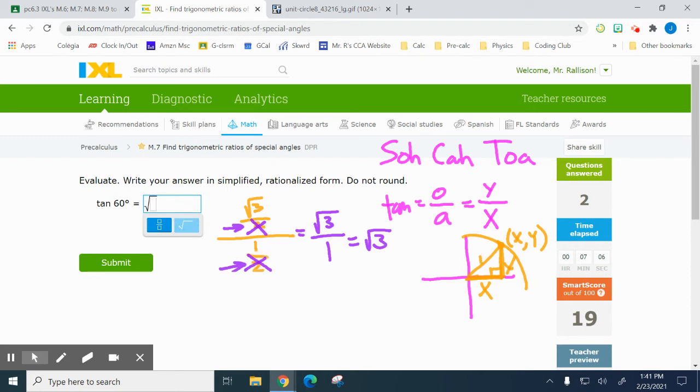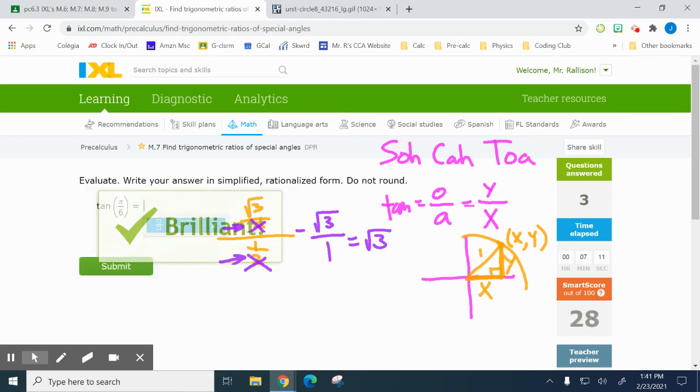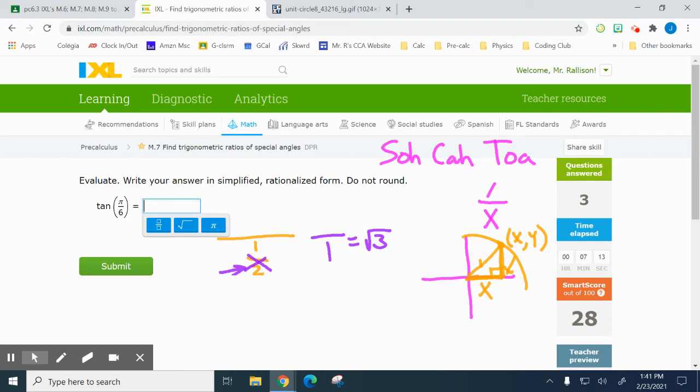Oops. I don't want to lose points, man. Set me back, right? Okay, so we'll do this one and then we'll move on. This is good, we got this one.